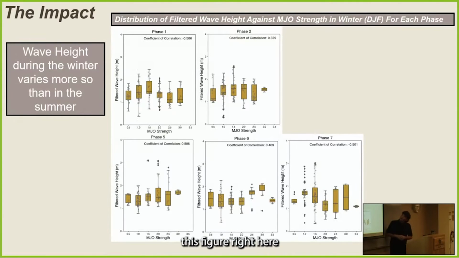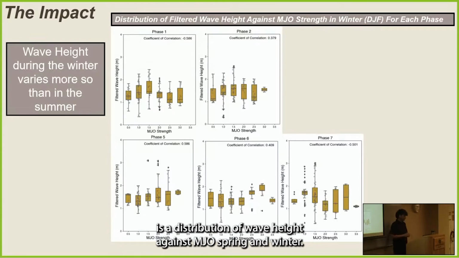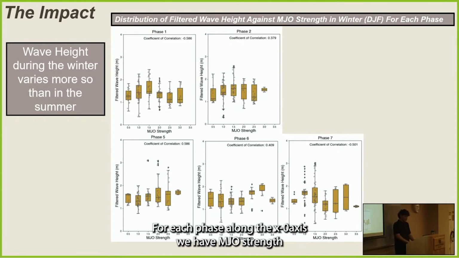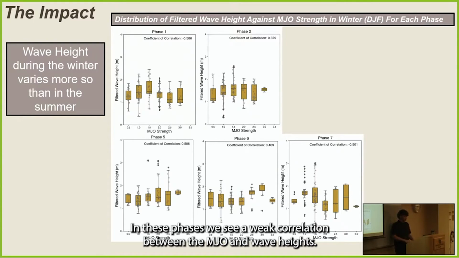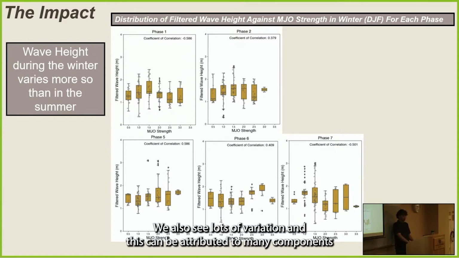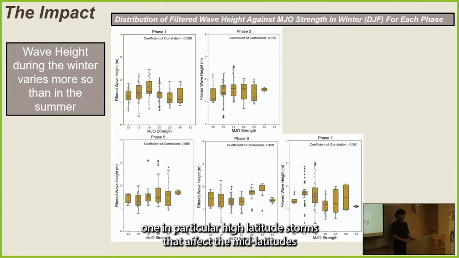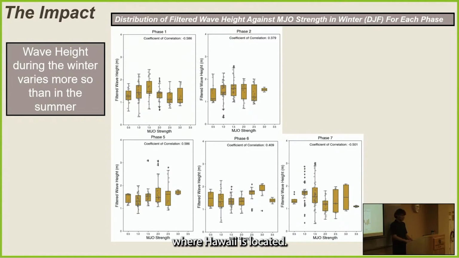This figure right here is a distribution of wave height against MJO strength in winter for each phase. Along the x-axis, we have MJO strength, and along the y, we have wave height. In these phases, we see a weak correlation between the MJO and wave height. We also see lots of variation, and this can be attributed to many components, one in particular, high latitude storms that affect the mid-latitudes where Hawaii is located.